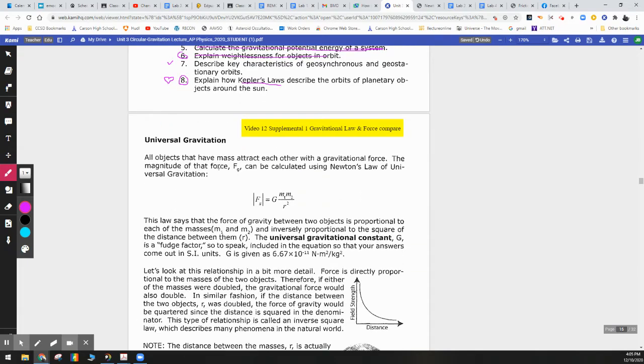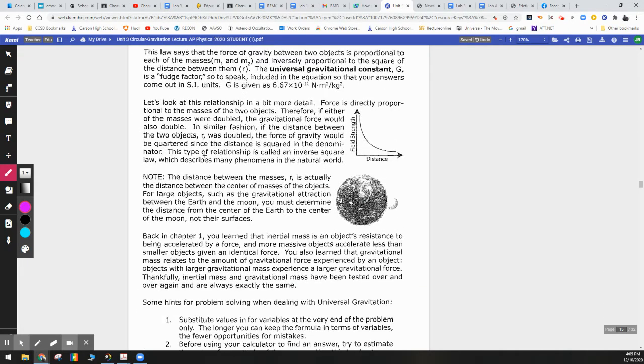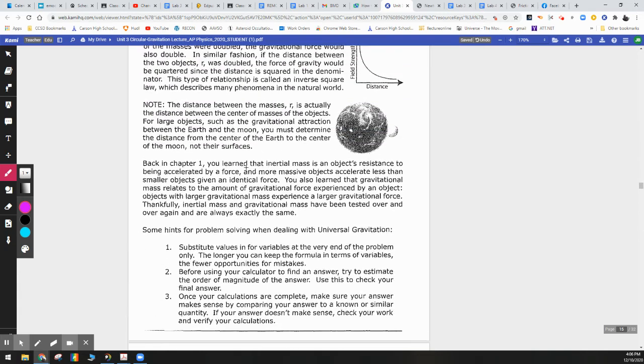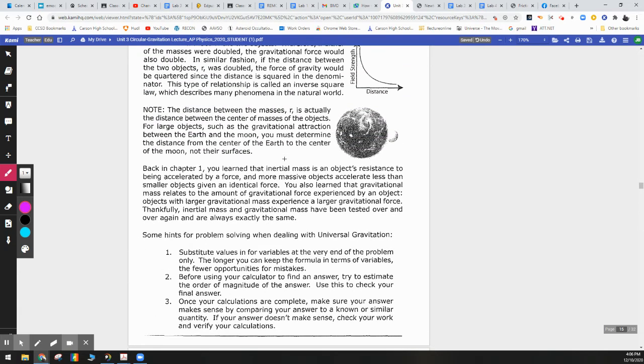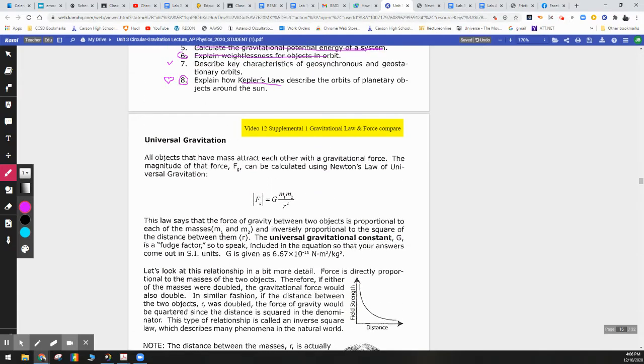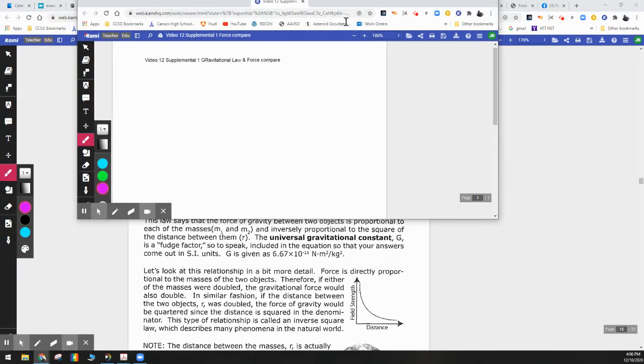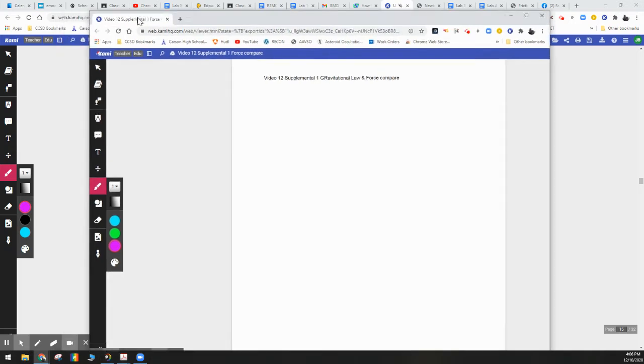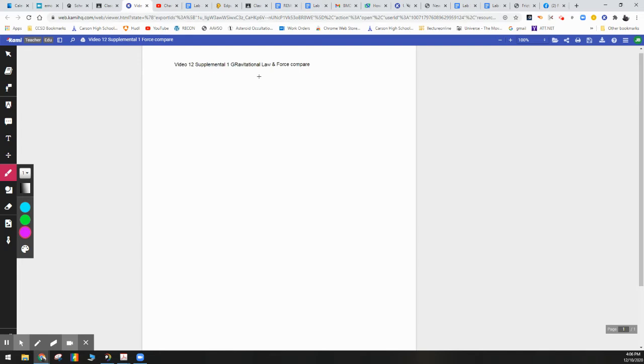Okay, let's take a look here. Now, this is universal gravitation. We'll let you read this, because I'm going to do a quick discussion on what's here. Supplemental gravitational force and force comparison.